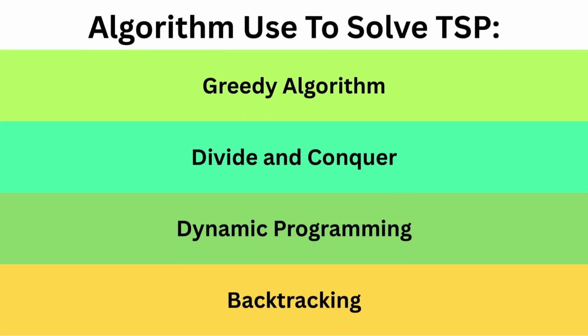There are 4 algorithms to solve the TSP problem, which are greedy algorithm, divide and conquer, dynamic programming, and backtracking. Now we are going to proceed with greedy algorithm.